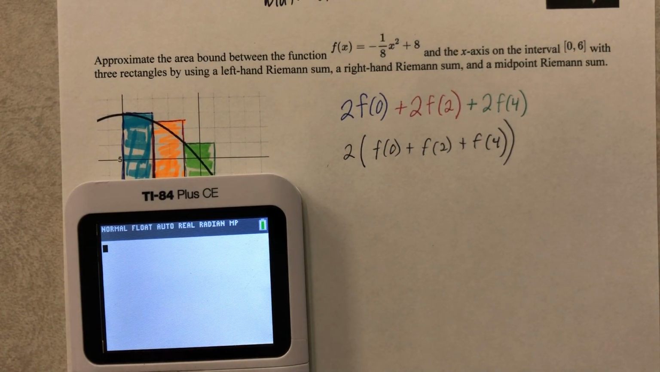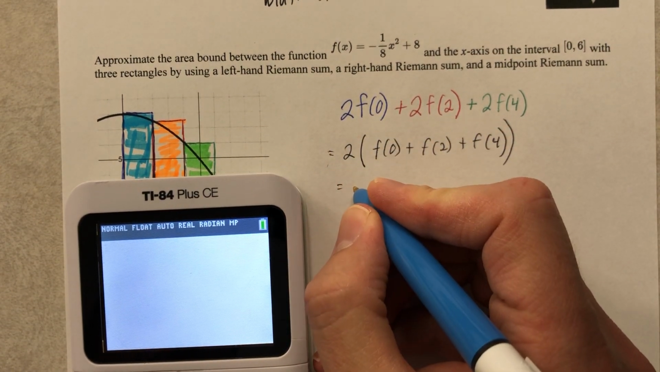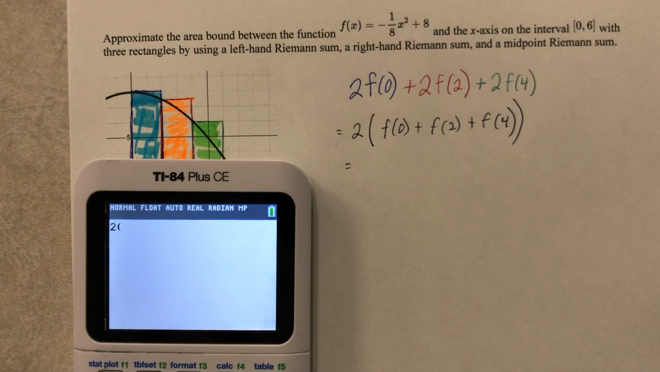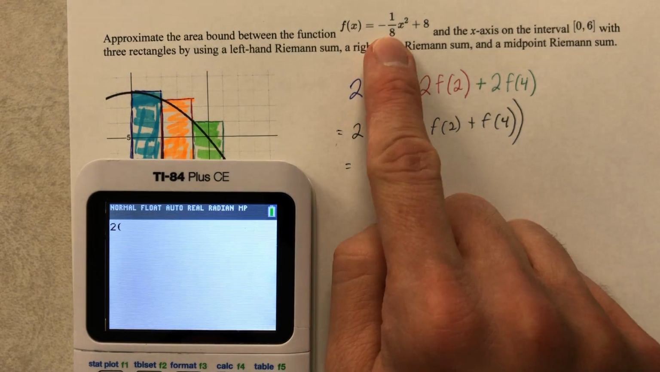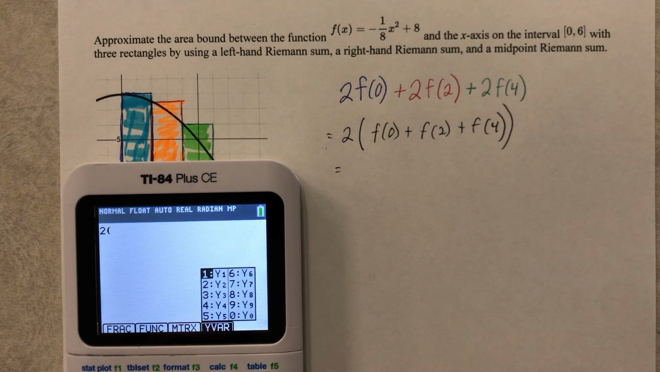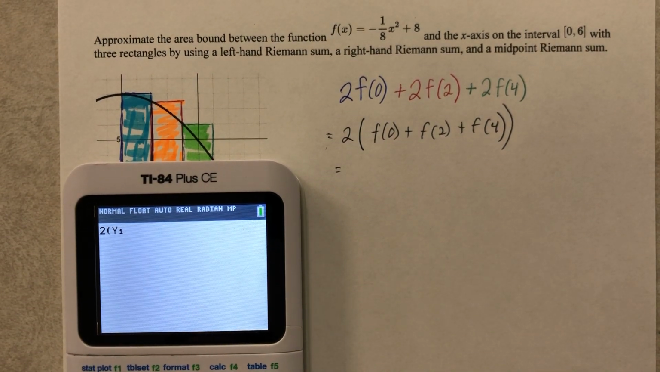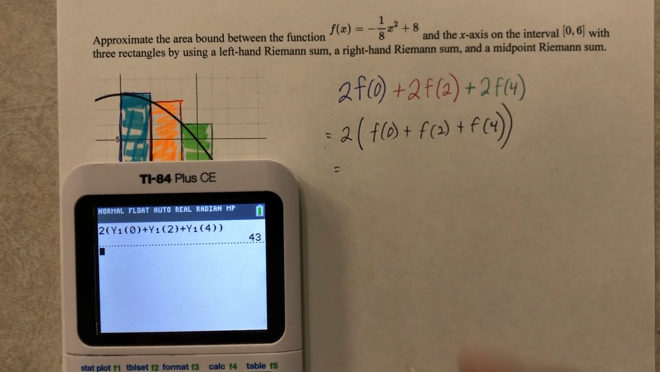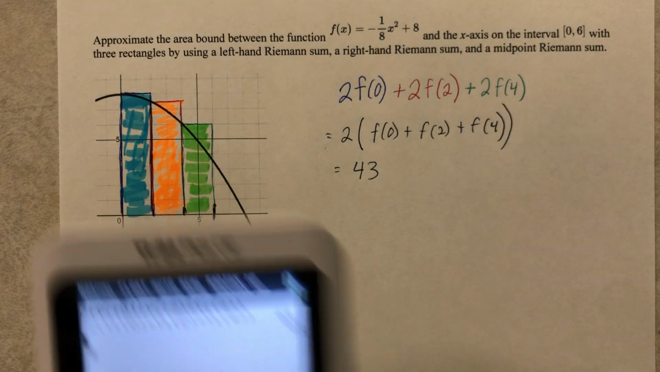What I am going to do, however, is this is equal to 2 times f of 0. Check this out, parentheses. I have typed that as y1, so I'm going to press alpha trace and it retrieves y1, and I want y1 at 0. Treat it like a function. Put parentheses. This will evaluate y1 at 0. And then I need y1 at 2, and I need y1 at 4. This answer is 43.